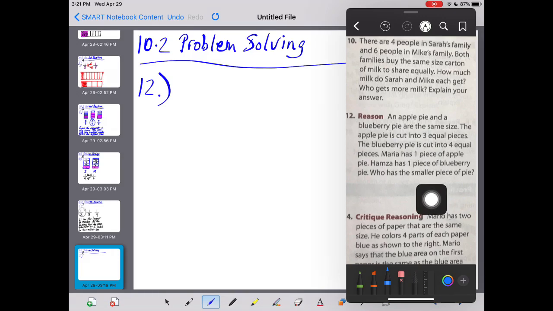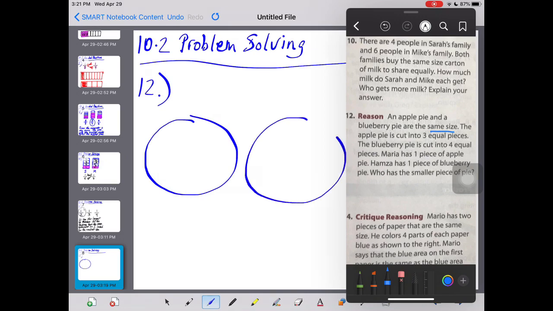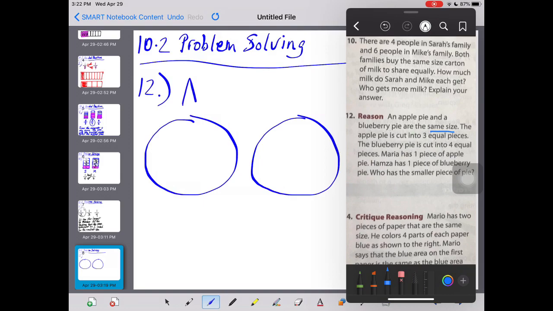It says the apple pie and blueberry pie are the same size. Very important. So I'm going to draw 2 circles to represent my 2 pies. There's 1 circle. Man, circles are really hard to draw the same size, aren't they? I'll try that again. We'll get as close as we can. Okay, that's close enough. One is apple, and the other one is blueberry, A and B.